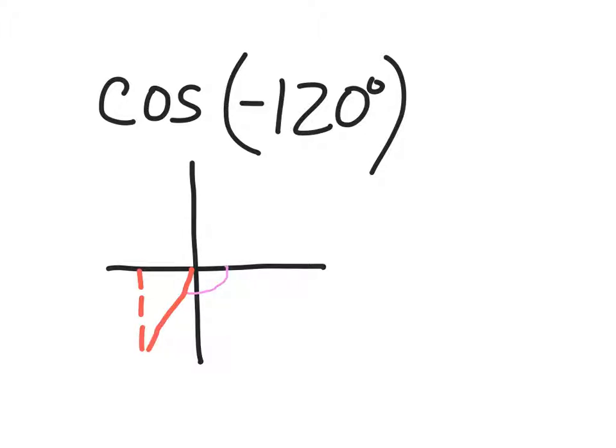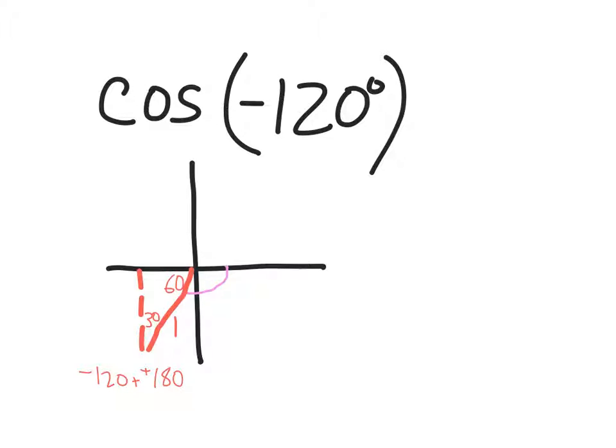So if I do negative 120 minus negative 180, it'll make it plus 180. And so my reference angle is 60 degrees. That means the other angle is 30. And because we're in a unit circle, the radius is 1.